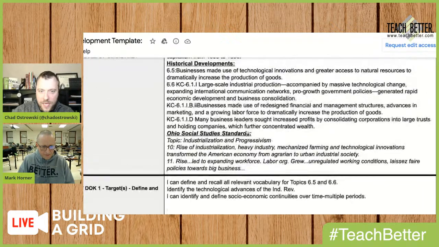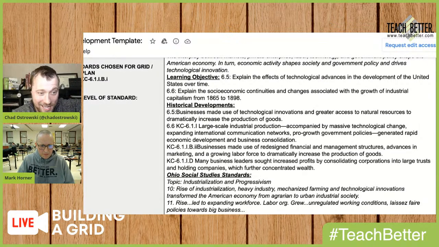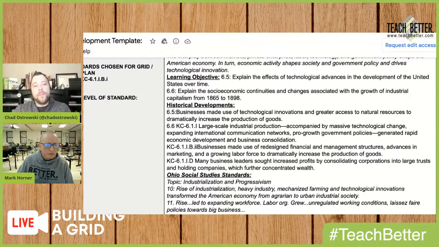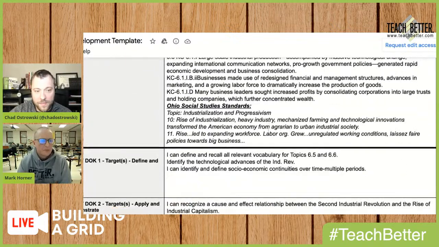Let me go back here and see what the standard says. This is a good technological, that supports the effects of technological advances in the development of the United States over time. Yeah, that would be. Once again, all I did was I looked at the standard that we were working from and went, look, it should sound really similar because this is where we said it was supposed to happen, right? Yep. So I didn't have to reword a lot. I just took language from the standard and made it performative, made it measurable for the students. Yeah. So good stuff. Yes.